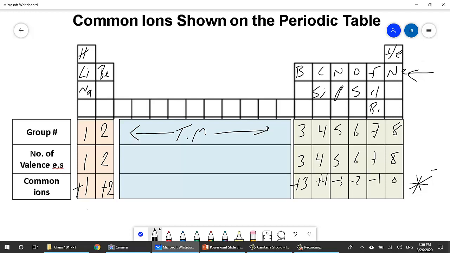Okay, so fluorine, for example, in 99% of the cases, makes -1. Nitrogen makes -3. Carbon makes +4. Boron makes +3, and so on. Okay? So carbon, for example, makes +4, and that's why it always has 4 bonds. So keep this in mind, okay?